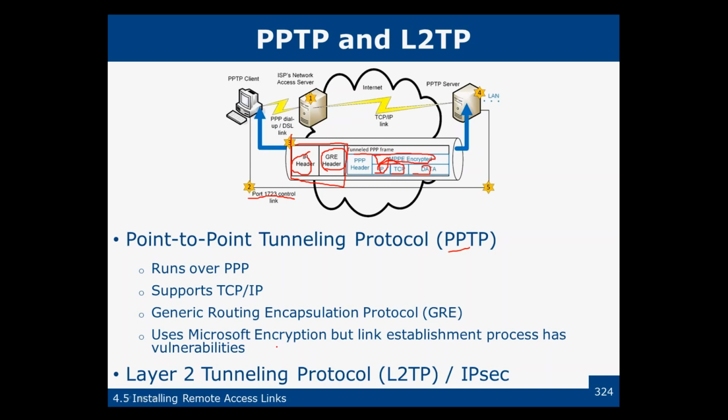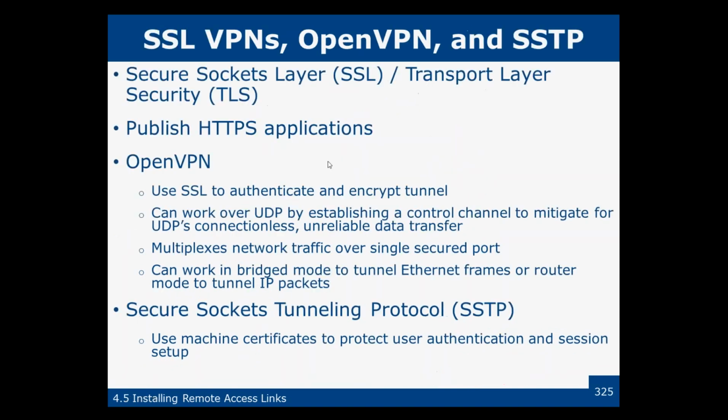When you're establishing the link, establishment is not secure, so somebody could possibly intercept some specifics, maybe usernames. Passwords we'd hope would be encrypted as they go across there. Layer 2 Tunneling Protocol is combined with IPsec, and IPsec is IP security.